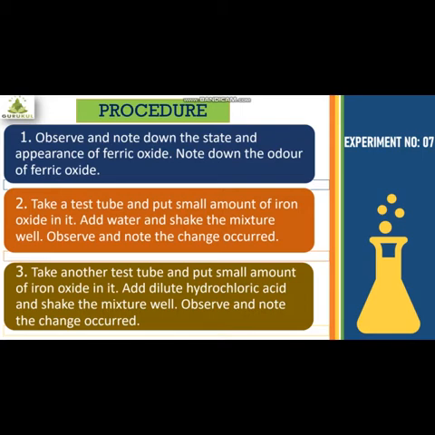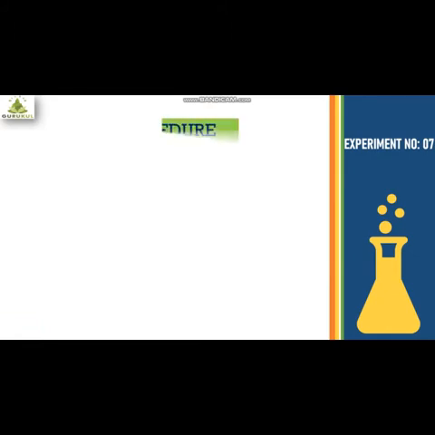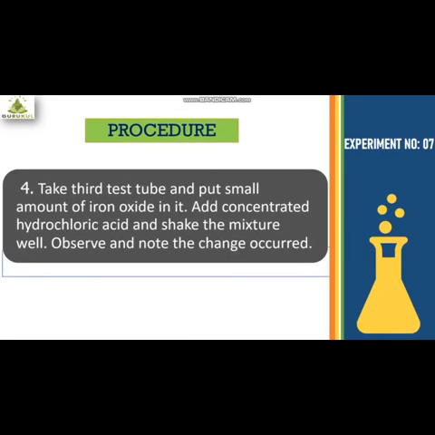As I said in the chemicals, I want dilute hydrochloric acid and I want concentrated hydrochloric acid. So first I will add dilute hydrochloric acid. Again I will shake the mixture and the test tube, and I will observe and note the change. What happened in the test tube, what is the mixture color and everything I will see. Then let us see the next steps, what other things we have to do.